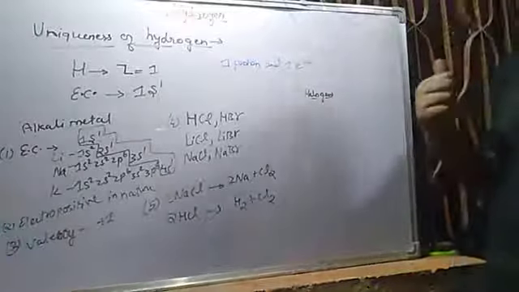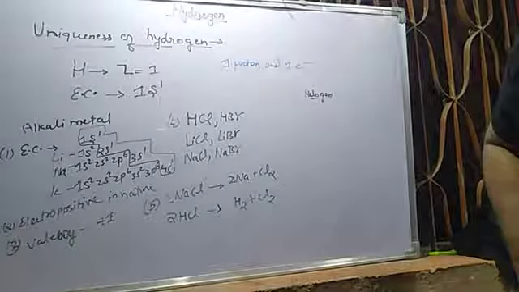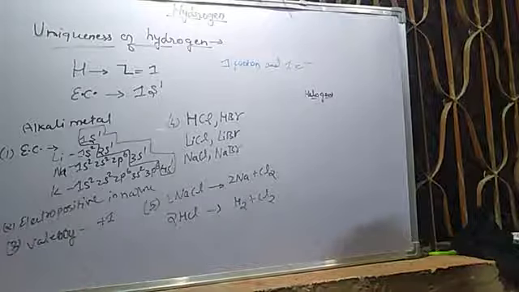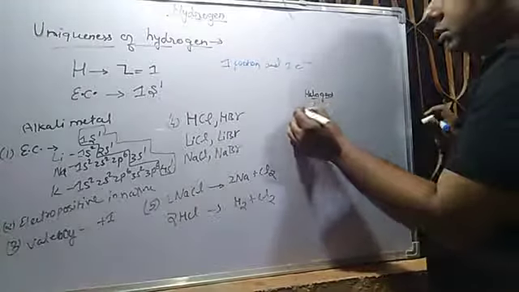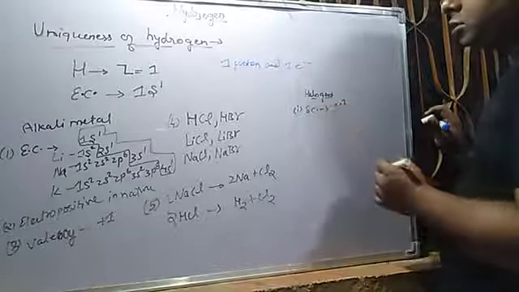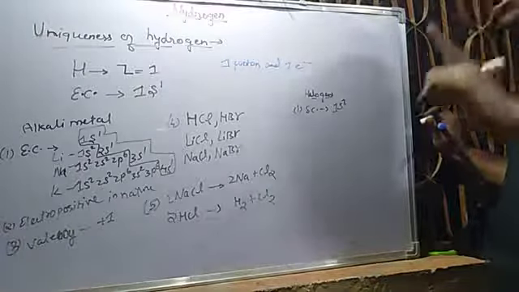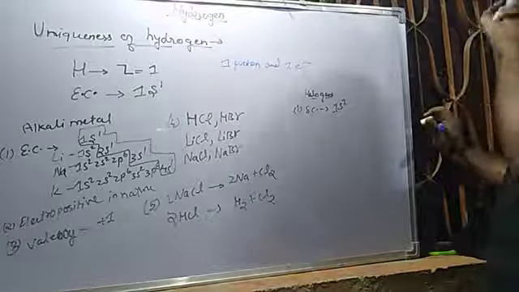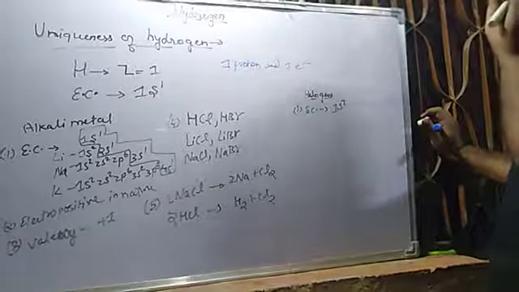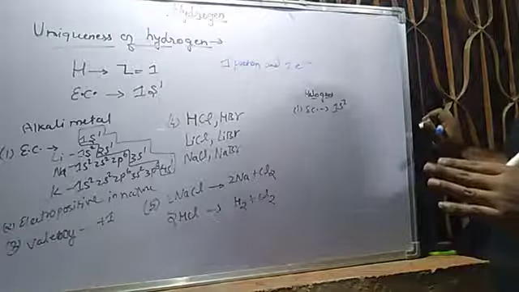Now coming to the halogens, why is it kept with halogens? First thing, electronic configuration. As it has only one electron in its outermost shell, it requires one more electron to complete its duplet. Hydrogen and helium are the only elements in the periodic table which are satisfied by the duplet, not by the octet rule. One more electron is required to complete its duplet.